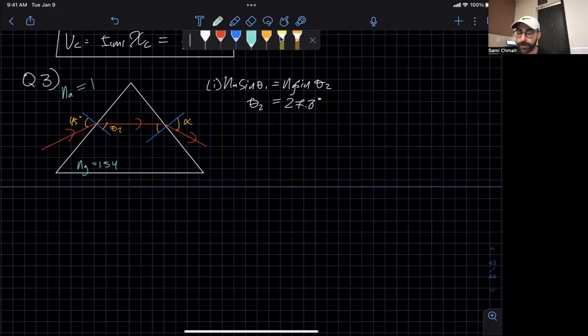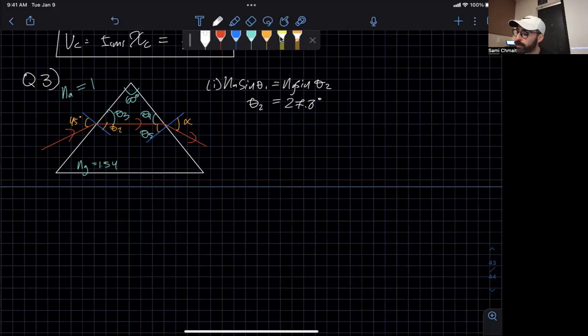We know it's an equilateral triangle, so 60 degrees up here. The first thing I'm going to do is calculate theta 3, then find theta 4, and then through that, I can find theta 5. There are many ways to do this, but I'm going to do the long way just to show how to do it.